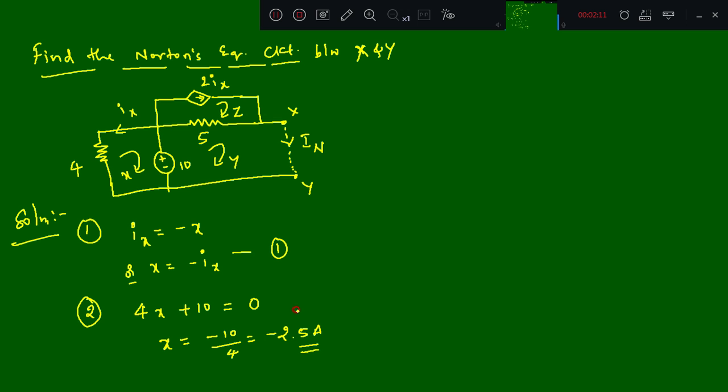Then one more, I need to write the constraint equation at the third step. The constraint equation is, what is Z? Z is nothing but 2 into Ix. We have found the X value, X is minus 2.5. So the Z value I will get as minus 2x, which is minus 2 into minus 2.5. So this is nothing but 5 amperes. Okay, Z we have found.